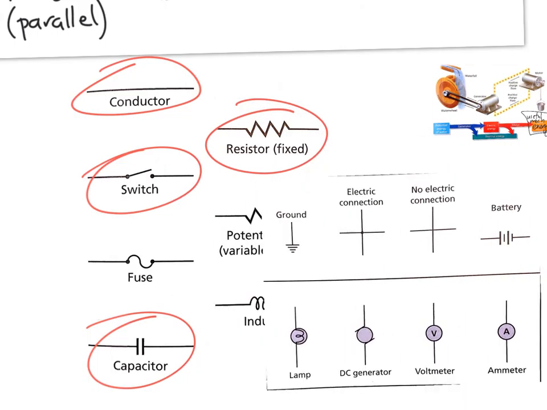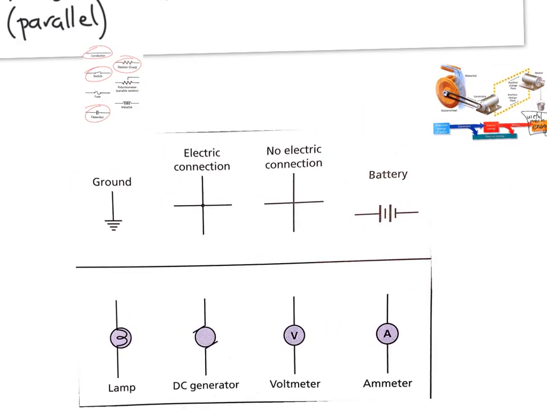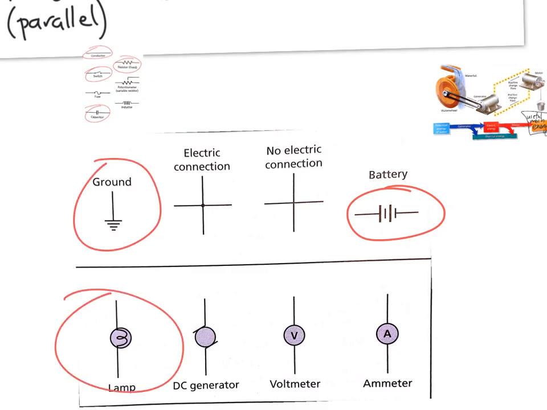And, oh, cool, let's see. Battery, sometimes just two little lines, sometimes more, that's fine. Ground, yeah, and then a lamp or light bulb.